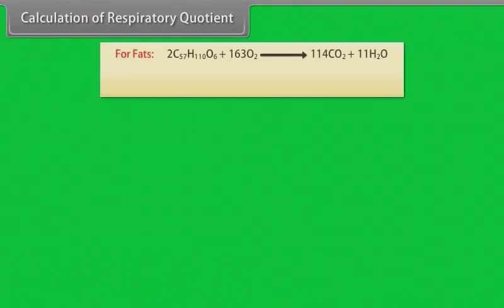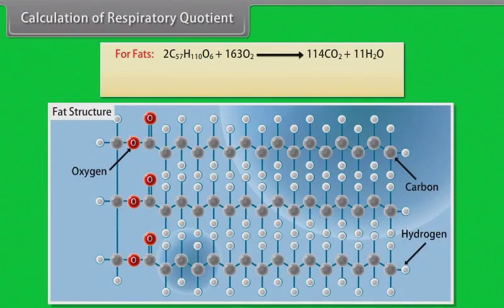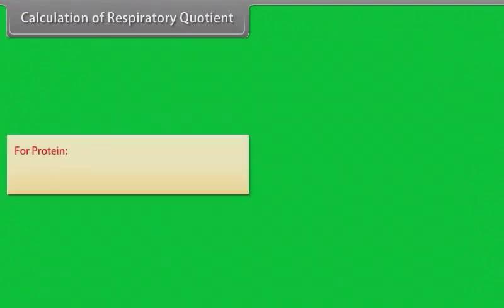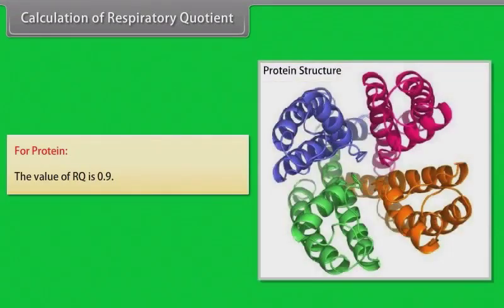For fats, 2C57H110O6 + 163O2 gives 114 CO2 + 110 H2O. Respiratory quotient is equal to 114 CO2 by 163 O2, which is equal to 0.7. For protein, the value of respiratory quotient is 0.9.